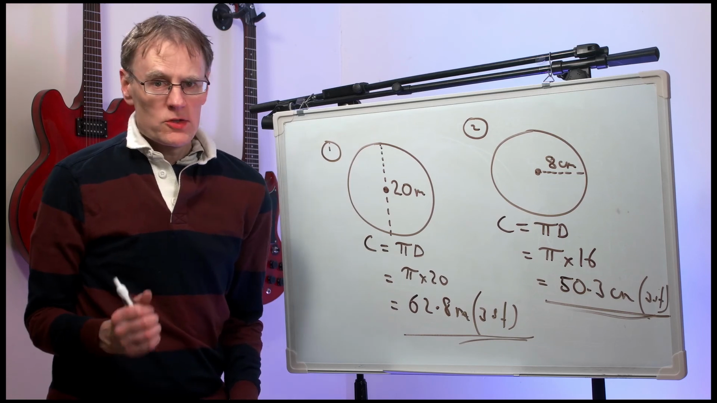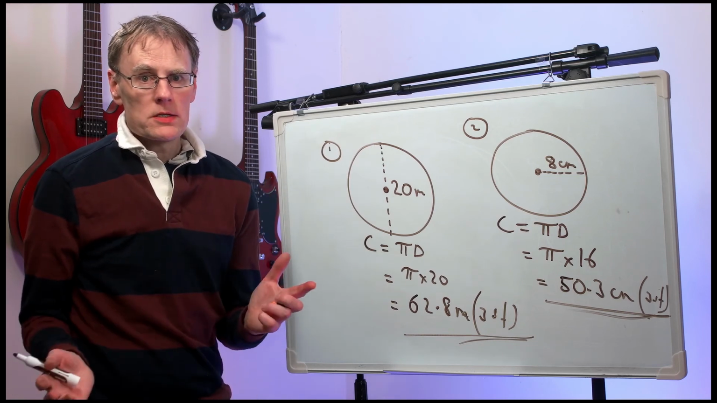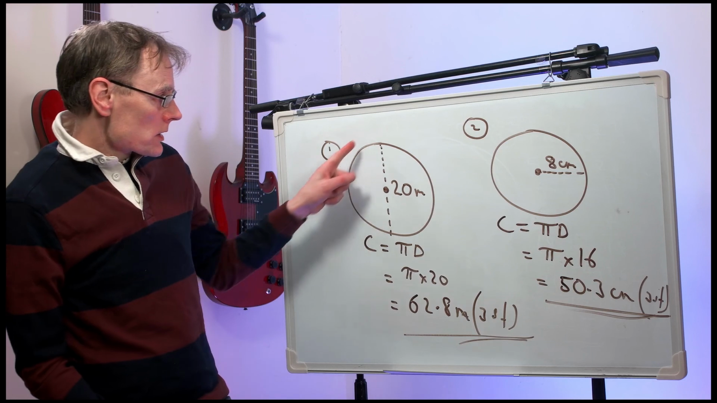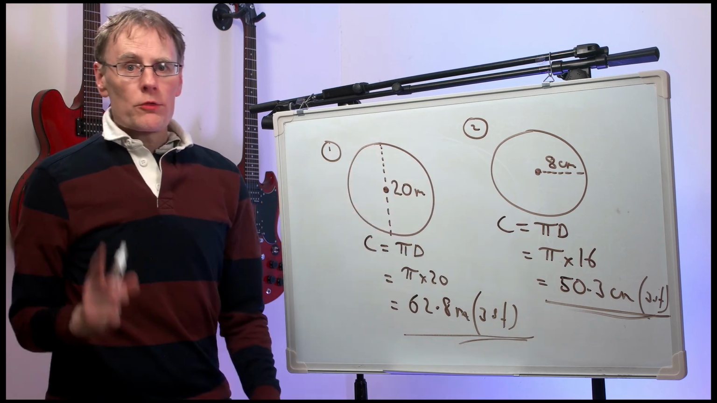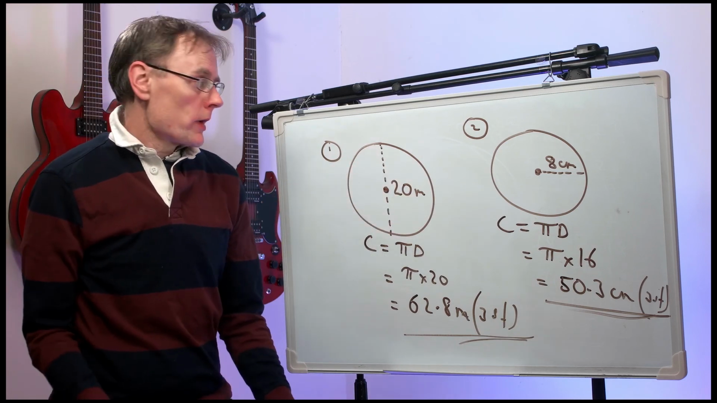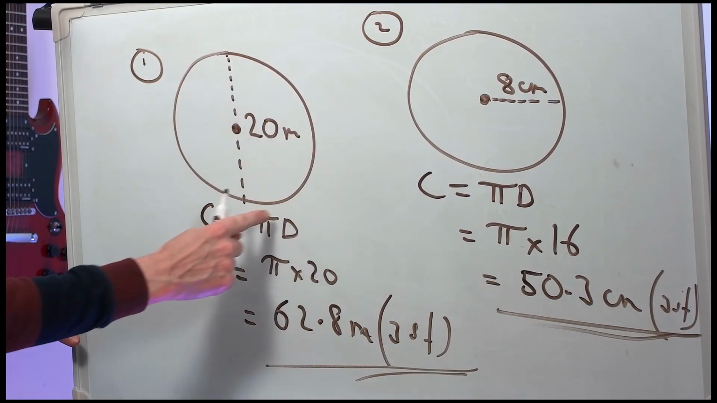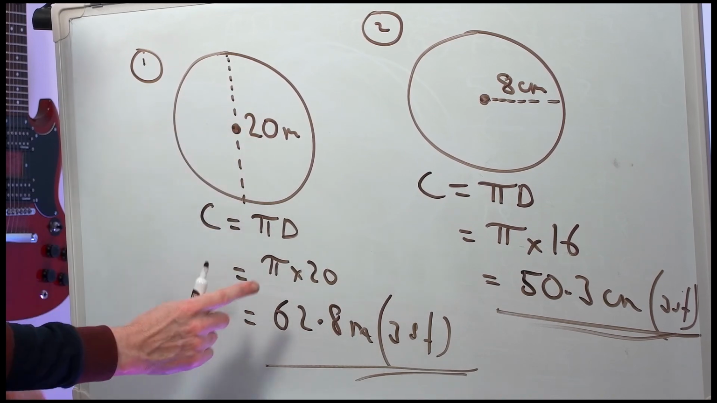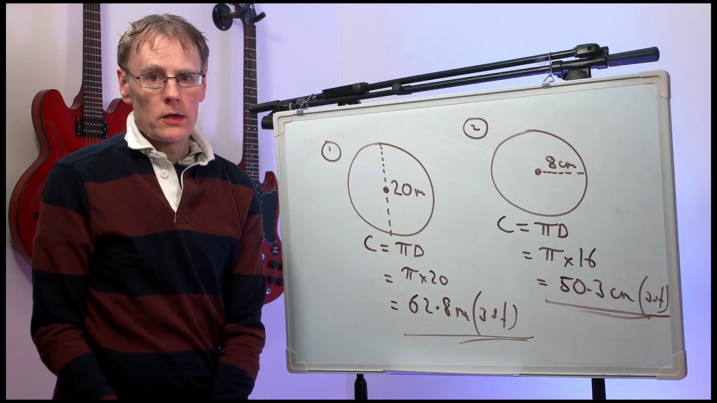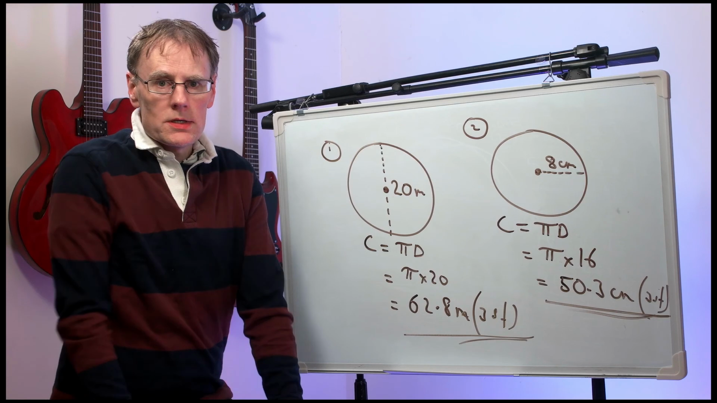Now remember, pi is just a number. It's 3 and a bit. It's about 3. The circumference of the circle is about 3 times the diameter. That's all we're doing. We're multiplying the diameter by about 3. So the circumference here should be about 20 times 3, which is 60. 62.8. Okay, download the worksheet and give them a go.